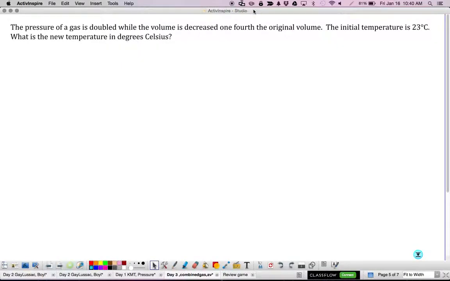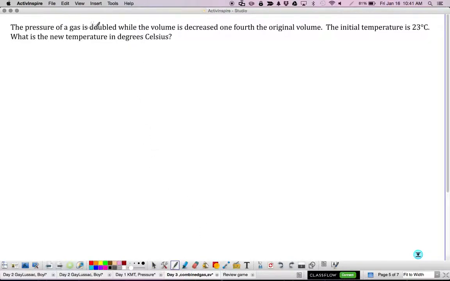Have to be honest with you, I love this type of problem. The pressure of a gas is doubled while the volume is decreased to 1/4 the original volume. The initial temperature is 23 degrees Celsius. What is the new temperature in degrees Celsius? Oh, there's just so much good stuff going on here.